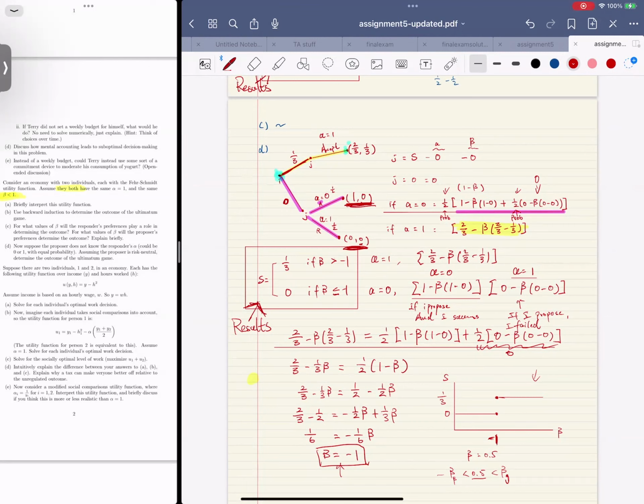It matters with the probability, right? Because I'm still seeking to make my money. But if I'm a good person, like if my beta is greater than -1, obviously it's not that great, but you will give 1/3 because you don't want to risk the chance of losing the money completely. Okay, so that's it for D.